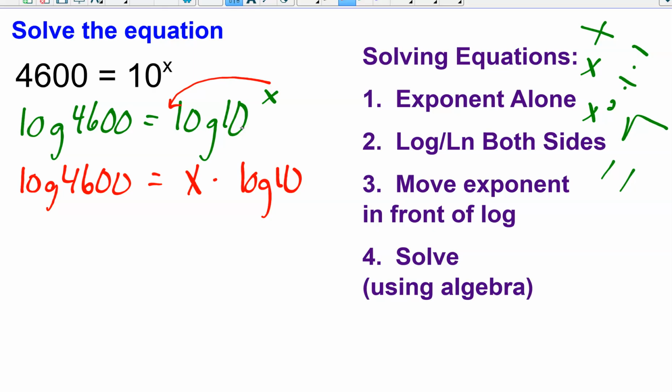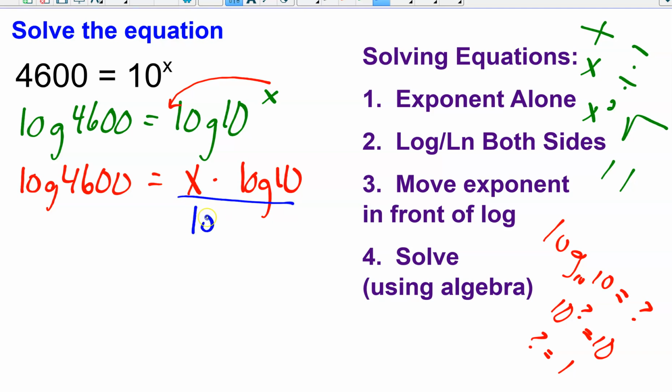And if you think about the log of 10, a shortcut: log base 10 of 10, remember when we did that, what is that equal to? 10 to the question mark equals 10. That's just 1. So this right here is just 1. If we didn't remember that, we could get the x by itself, so we could divide by the log of 10.